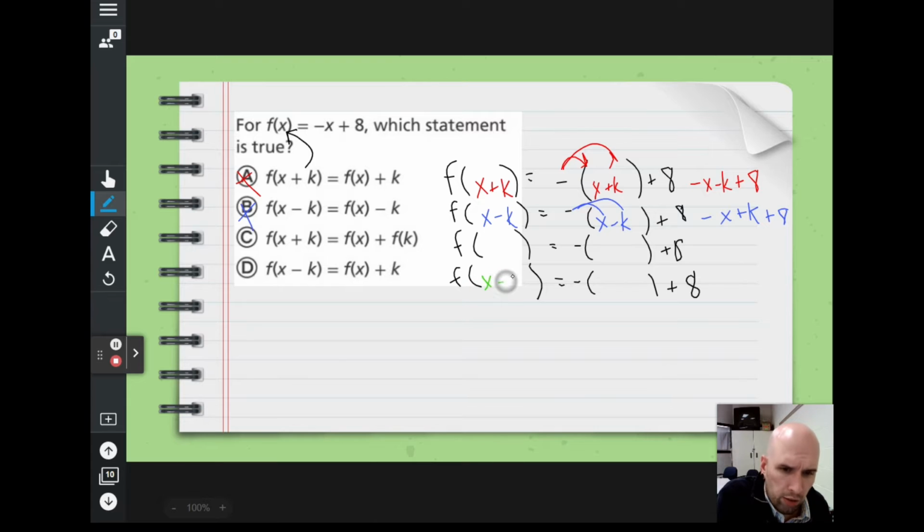F of x minus k is going to be negative parentheses x minus k. Distribute the negative: negative x, positive k, plus 8. So I have a negative x, I have a positive 8, and I have a positive k. It's D.